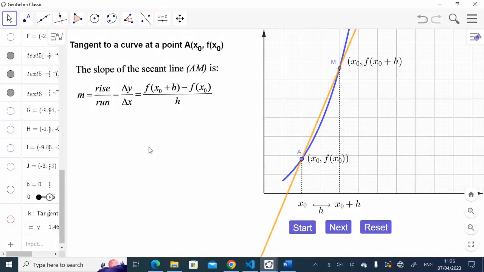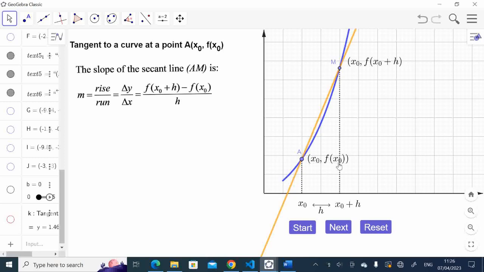Hello, in this video we are going to talk about the tangent to a curve at a point A with abscissa x0 and ordinate f of x0. In order to find the equation of the tangent, what is a tangent to a curve at a specific point? The point here is A with components x0 and f of x0.